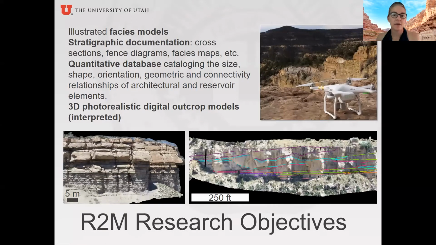So our methods include a suite of traditional SED-strat approaches, but with the development of software to support drone-based photogrammetry, the real focus now is on creating true-scale, high-resolution digital outcrop models, photorealistic. And both of these photos on the bottom are actually just screenshots from some of our models. The models have a number of advantages, but in particular, this has really supported the development of large quantitative databases cataloging geobody architecture, including size, shape, connectivity, etc.